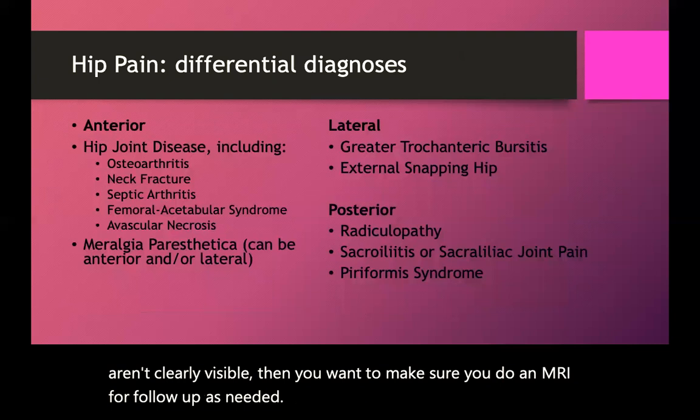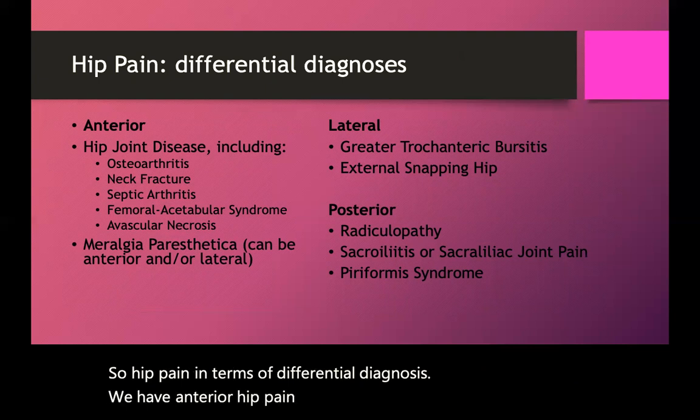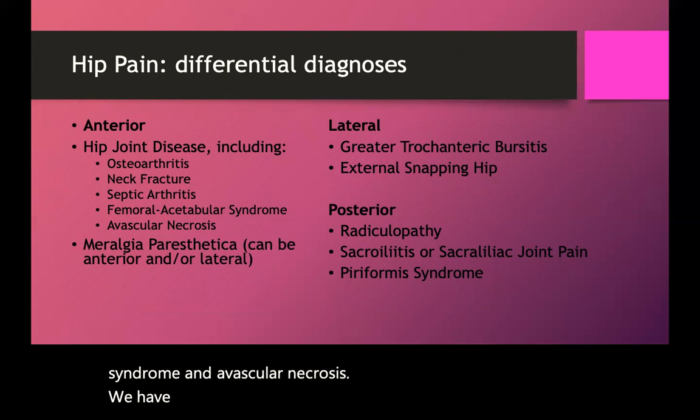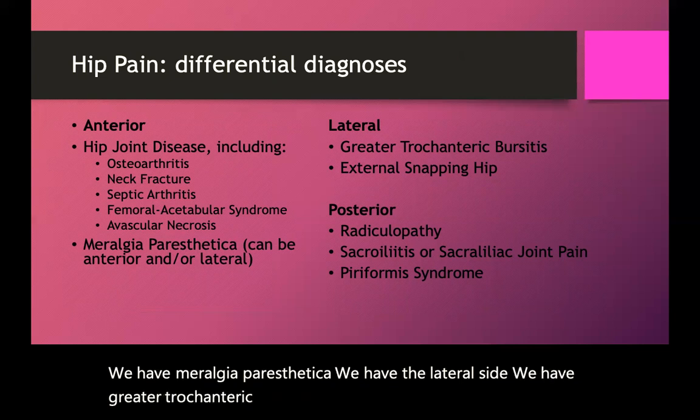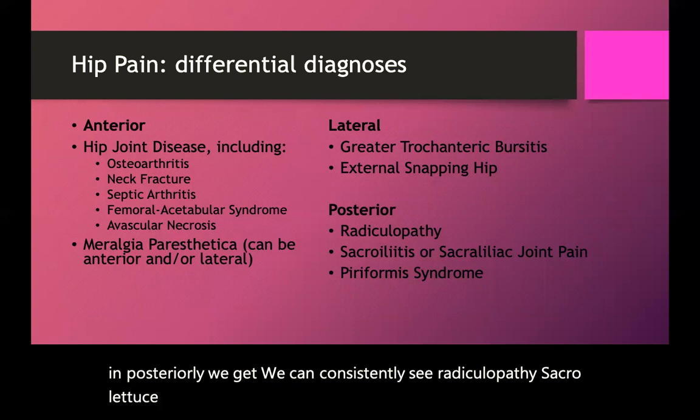Okay, so hip pain. In terms of differential diagnoses, we have anterior hip pain. Hip joint disease could include osteoarthritis, neck fracture, septic arthritis, femoral acetabular syndrome, and avascular necrosis. We have meralgia paresthetica. We have the lateral side. We have greater trochanteric bursitis, external snapping hip, and then posteriorly, we can consistently see radiculopathy, sacroiliitis, or sacroiliac joint pain, as well as piriformis syndrome.